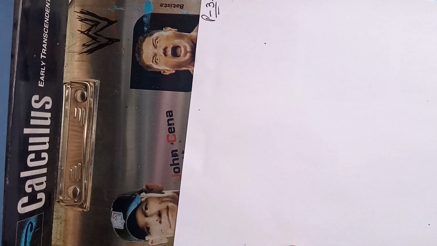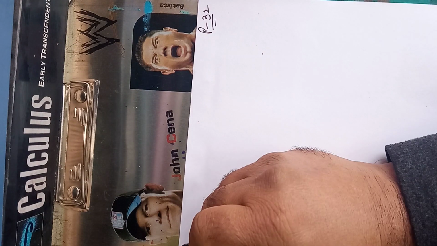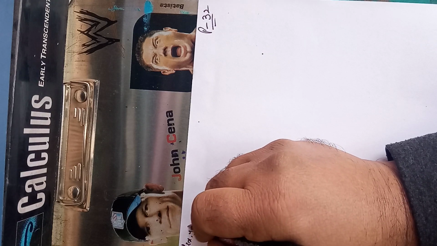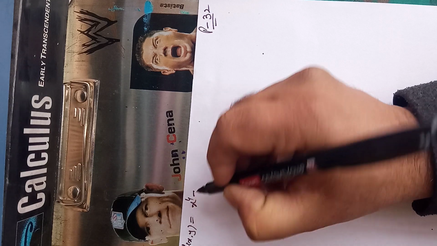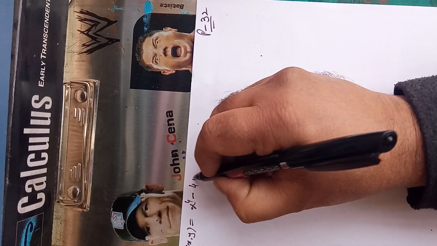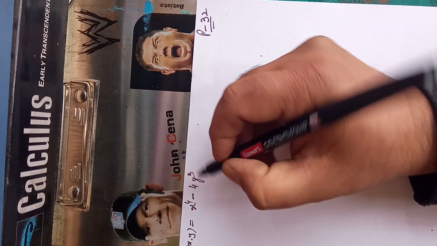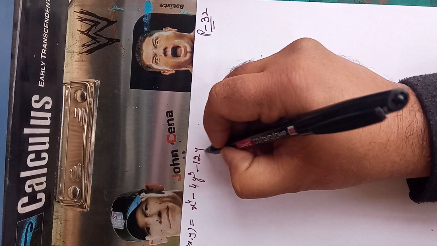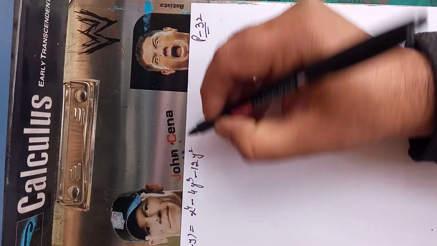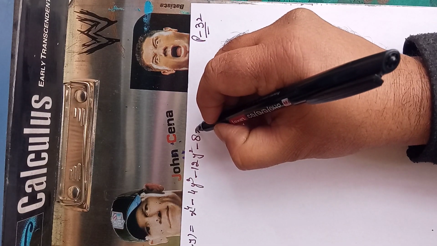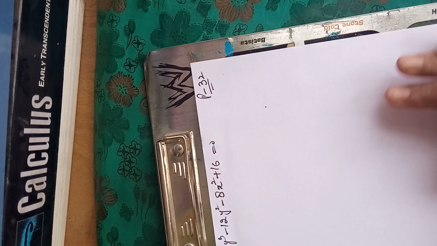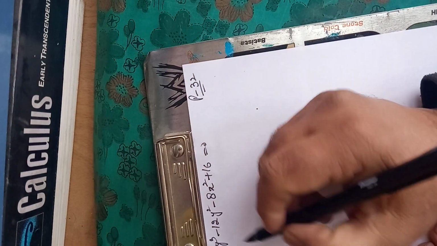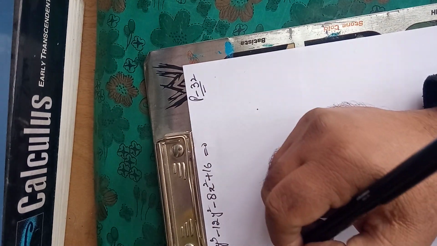Question: f(x, y) equal to x⁴ − 4y³ − 12y² − 8x² + 16 equal to 0. This is the equation of the function f(x, y). I have to find the position and nature of the double point.